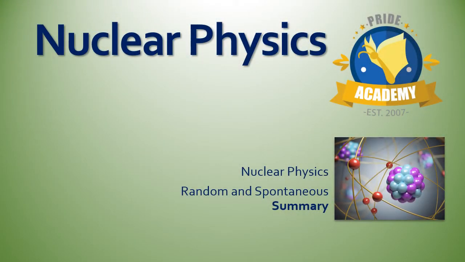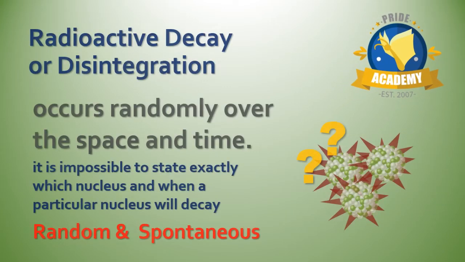And the topic is just two words, random and spontaneous. So let's check what is meant by random and spontaneous. Radioactive decay or disintegration occurs randomly over space and time. That means it is not possible to tell exactly when and exactly which nucleus will decay. But one thing is for sure, if a nucleus decays, it will decay completely.